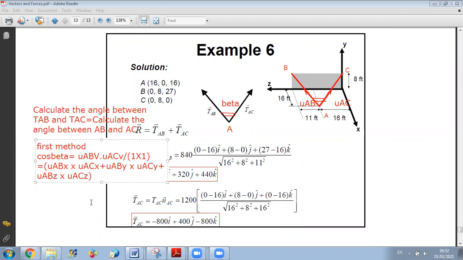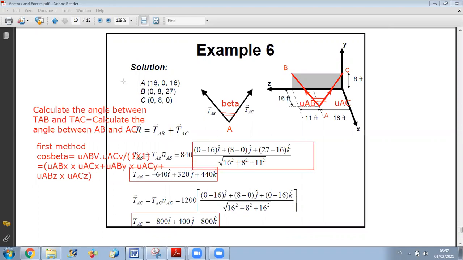How to apply it numerically? This is the unit vector of AB. To simplify, I will call the magnitude of AB here A, a certain number calculated. And for the unit vector of AC, I will call its magnitude B. So now, what is the x component of UAB, the unit vector of AB? It's minus 16 over A.